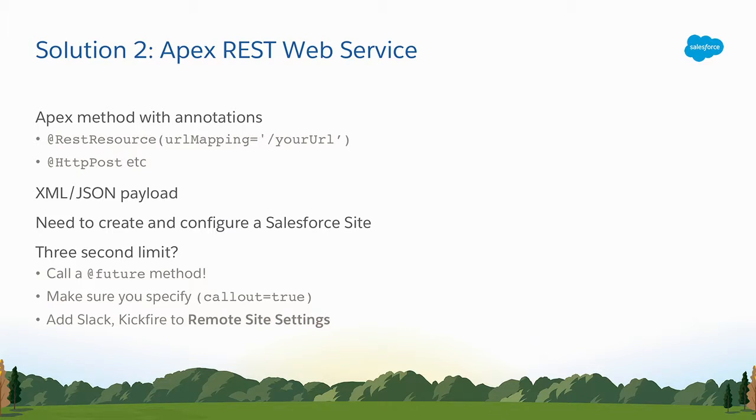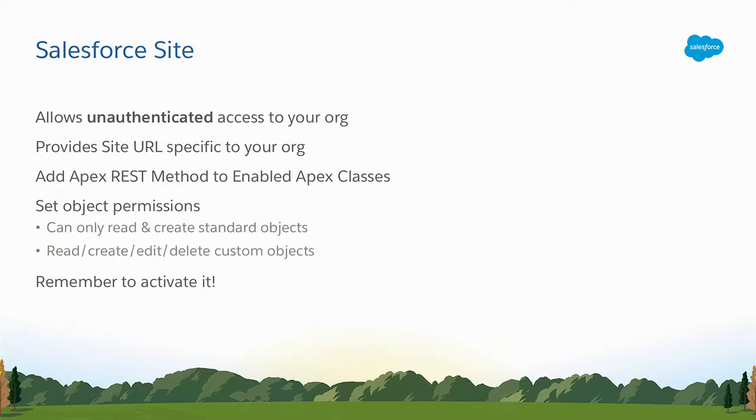And with the 3-second limit, I used the future method so that I wasn't worried about how long it would take to do that search and to create a lead or a contact. I just punted it to the future method. When you do that, when you're calling out to APIs, you have to make sure you set callout=true on the method. And add Slack and Keyfire to your remote site settings because you'll be calling out to those. So with a Salesforce site, you get this site URL that's unique so that any incoming call can get routed to the right org.